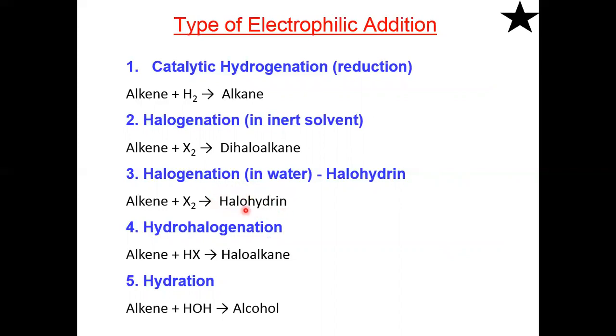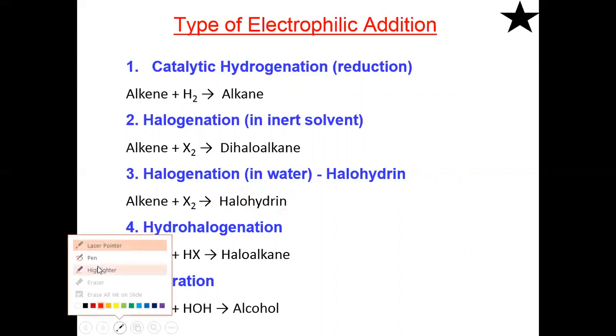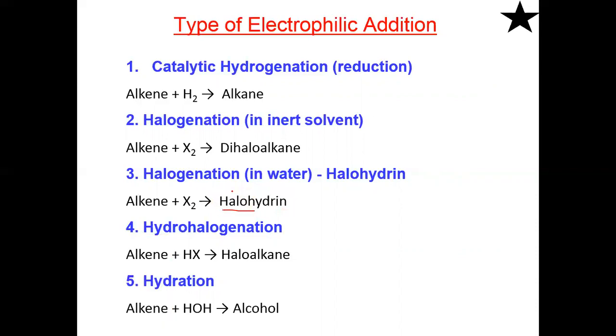So for alkene in inert solvent, you add in any halogens, so it will convert it into dihaloalkane. Tapi kalau halogenation in water, alkene jumpa dengan any halogens, so you will produce a halohydrin. Halo tu ialah halogen. It means halogen. Halo is your halogen. Hydrin is OH. So maksudnya dalam struktur kamu akan ada halogen dan satu lagi akan ada OH kat situ.